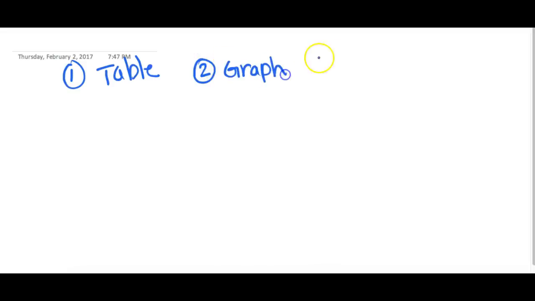We are talking about intro to functions. So, there are three different types. The first one that we're going to talk about is going to be a table, and I'm just going to kind of list them up here as well. We have a table, we have a graph, and we have a diagram.